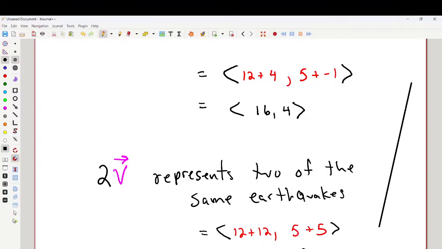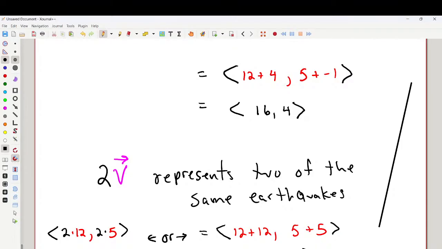And does that make sense in this story? But this is a scalar multiplication. And yeah, two of this represents two of the same earthquakes. It would be like V plus V. And so therefore it'd be 12 plus 12 and 5 plus 5. Or we could just say it's 2 times 12, comma, 2 times 5, which would also give us the same answer.